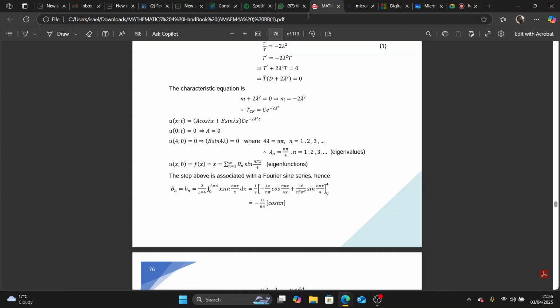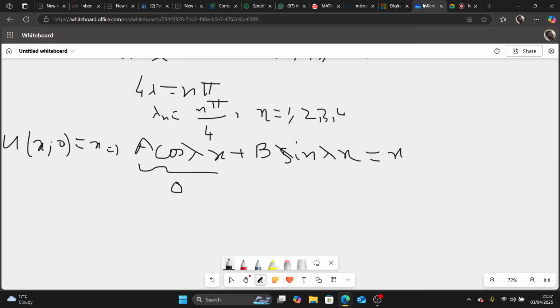No. Let me look at this thing. Where's the given value? b_n sine(n pi over x over 4). They replace the lambda. Okay. What they did, they replaced lambda. Let's follow the procedure. I think we're going to get it. We should get it, manager.